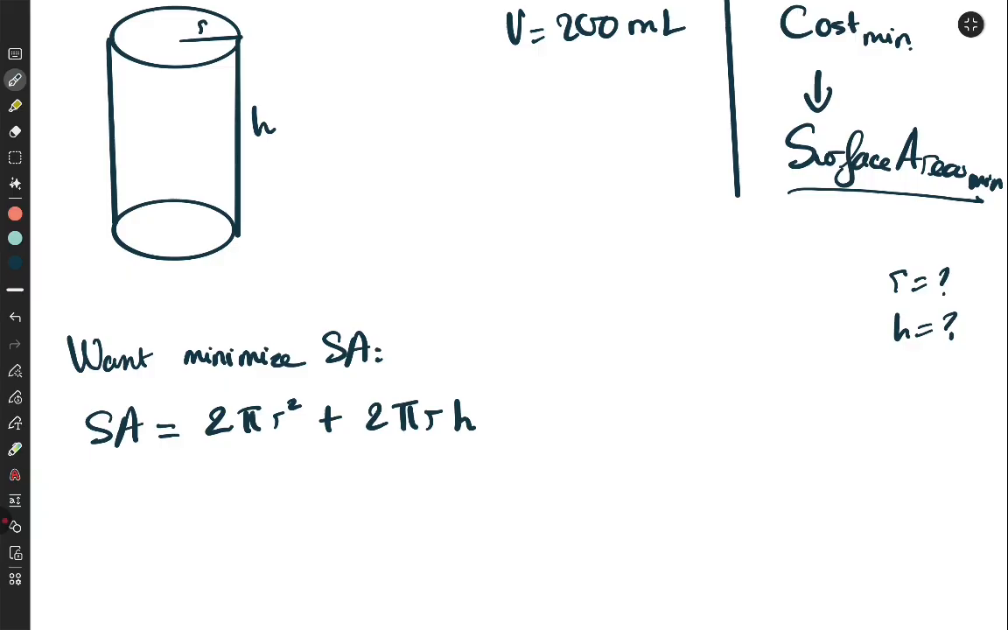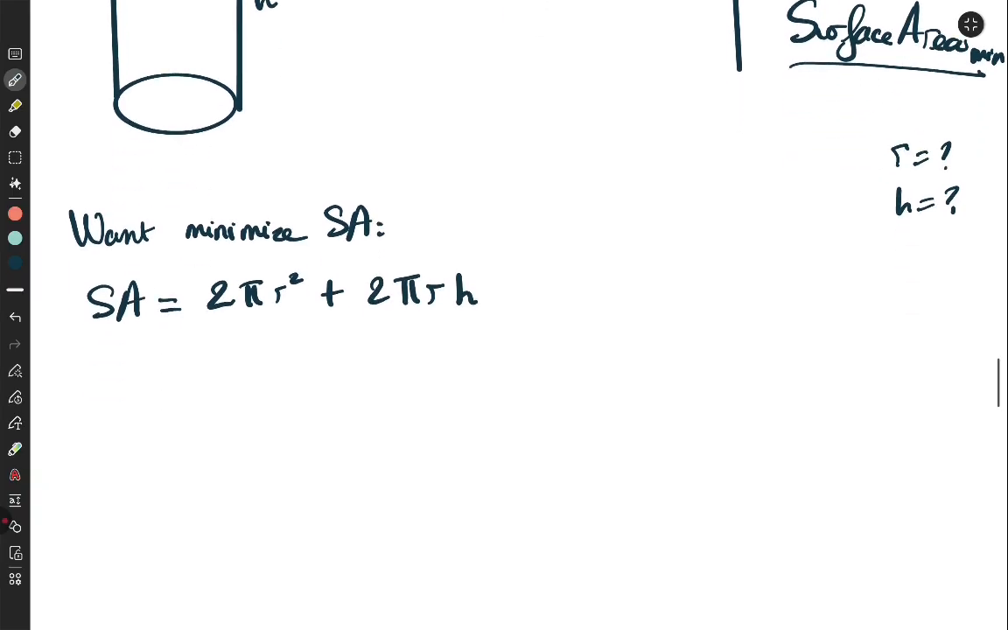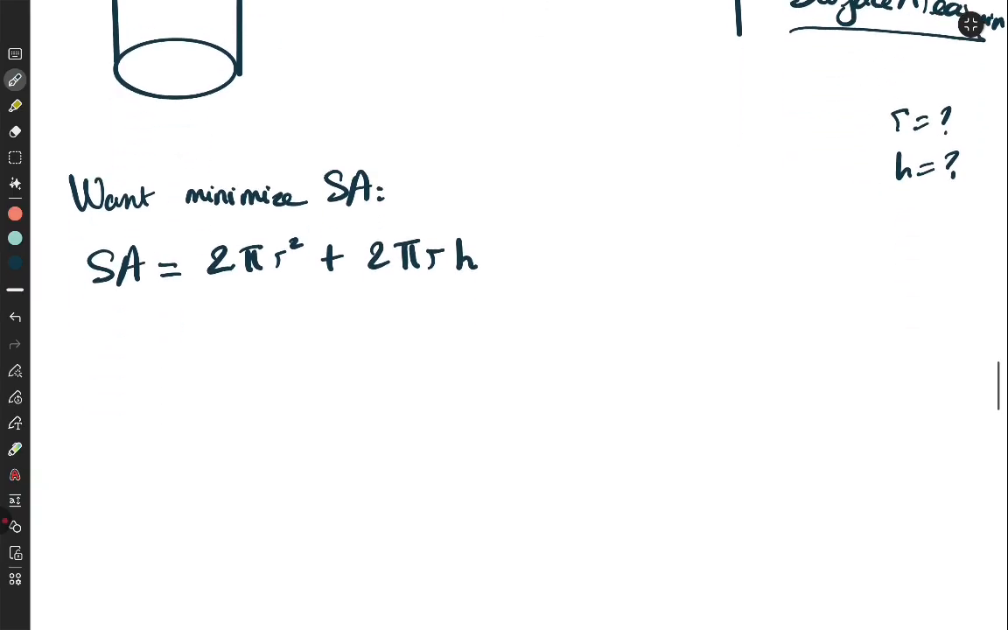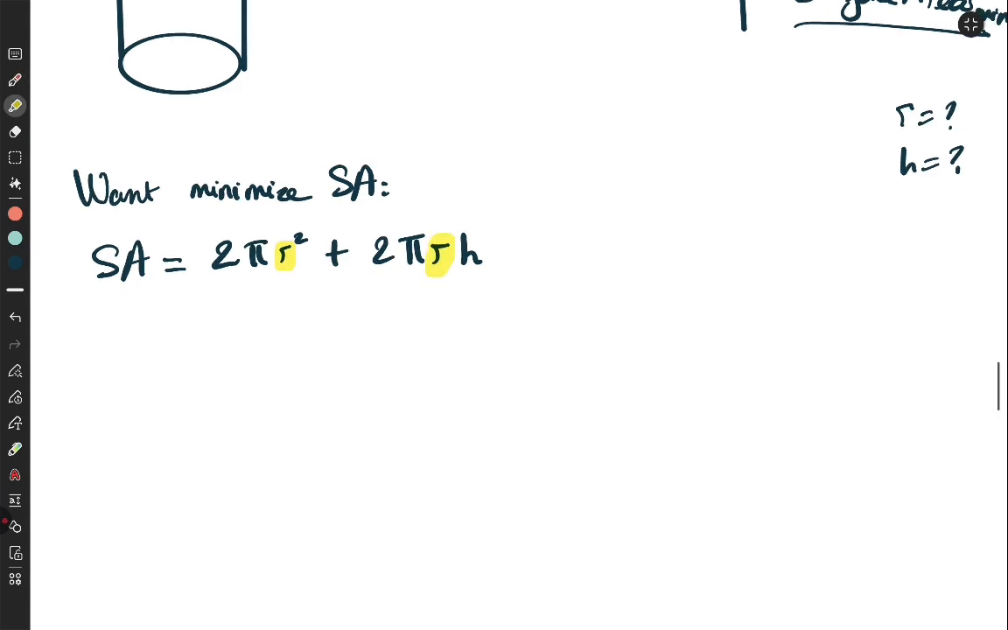Two areas of the circle, top and bottom, plus the area around the can. Okay. All right. We want to minimize this. Looking at most of these problems, you're looking at at least 2 to 3 variables. I'm looking at r and I'm looking at h. One of them has to go in order to take the derivative, right?